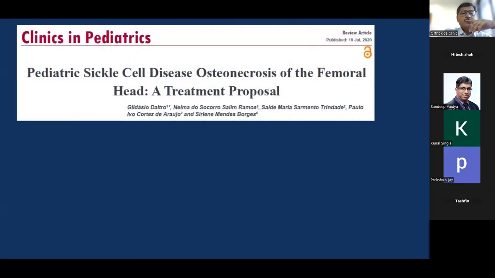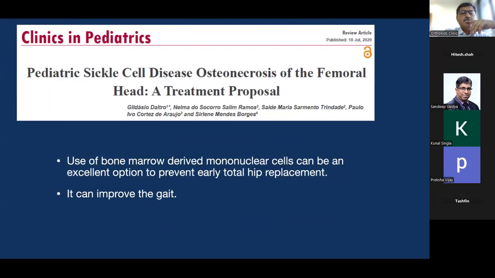We also found that there is a new treatment option for femoral head osteonecrosis in sickle cell disease with the use of bone marrow derived mononuclear cells, which is a concentrate of bone marrow aspirate taken from the iliac bone, to prevent early total hip replacement for the patient. It can also improve the gait quality of the patients while being on initial treatments.